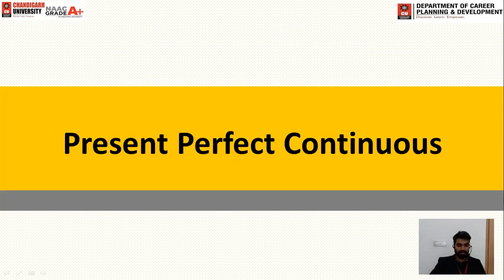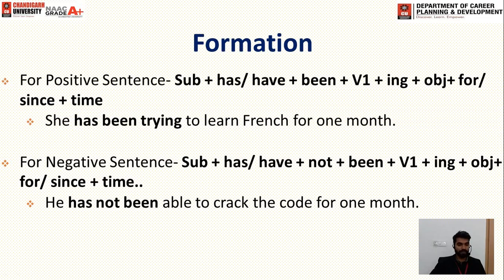Okay, moving on to the last tense, present perfect continuous. This is the last one in the present category. The formation for the positive sentence goes like this: subject plus has/have plus been plus verb first form plus ing plus object plus for/since plus time. At times you might feel this is such a long formula that you might not be able to remember it, but these are just to understand what the sentence structure will be. It's not that hard to remember, you just need to understand a few basic sentences and you are good to go.